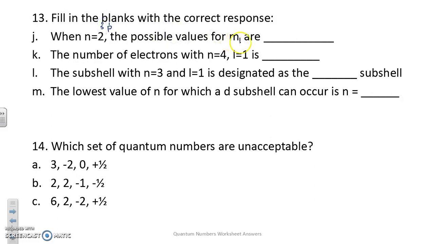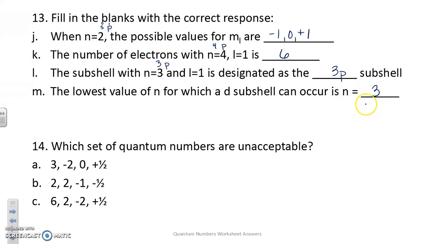So the possible values for M sub L are anywhere from negative to positive. So negative 1, 0, positive 1. The number of electrons with N equals 4, L equals 1, so 4P. Total number of electrons would be 6. The subshell with N equals 3 and L equals 1, so 3P, is designated as the 3P subshell. The lowest value for N for which a D subshell can occur. A D subshell does not occur until the third energy level.